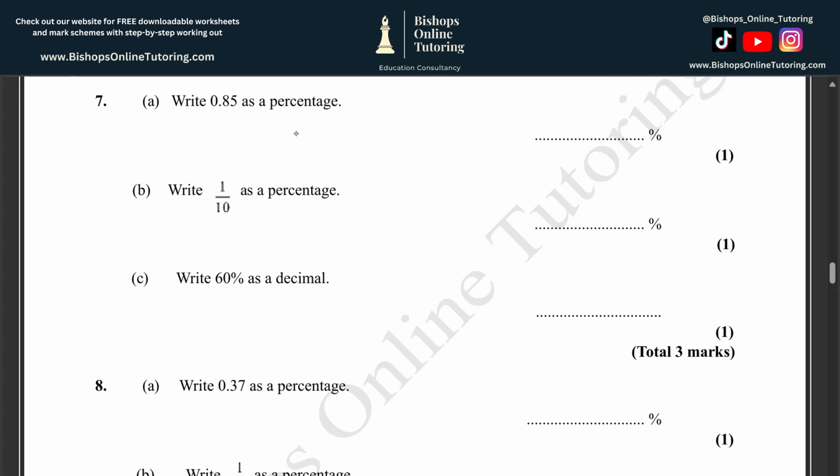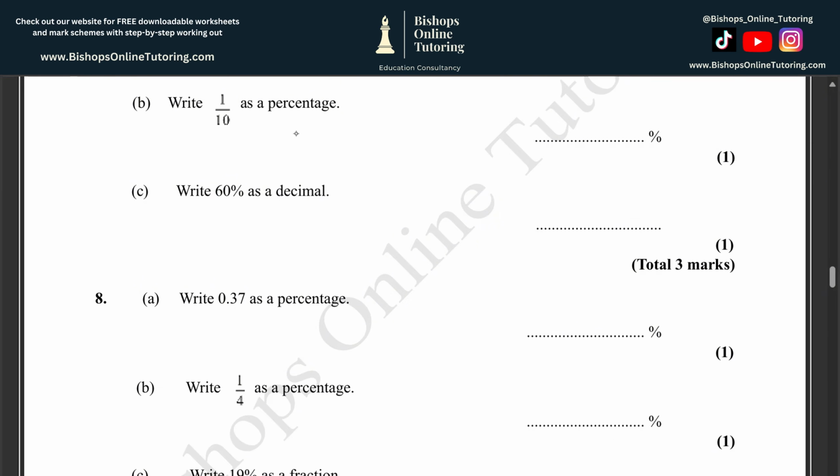Write 0.85 as a percentage. That's just going to be 85%. Write 1 over 10 as a percentage. Now, 1 over 10 as a percentage, we can do the whole times by 10 equals to 100, or you can just multiply the bottom by 10 and the top by 10. So 1 times by 10 gives you 10, and 10 times by 10 gives you 100. Now, 10 over 100 is equal to 10%, so we can leave it at that.